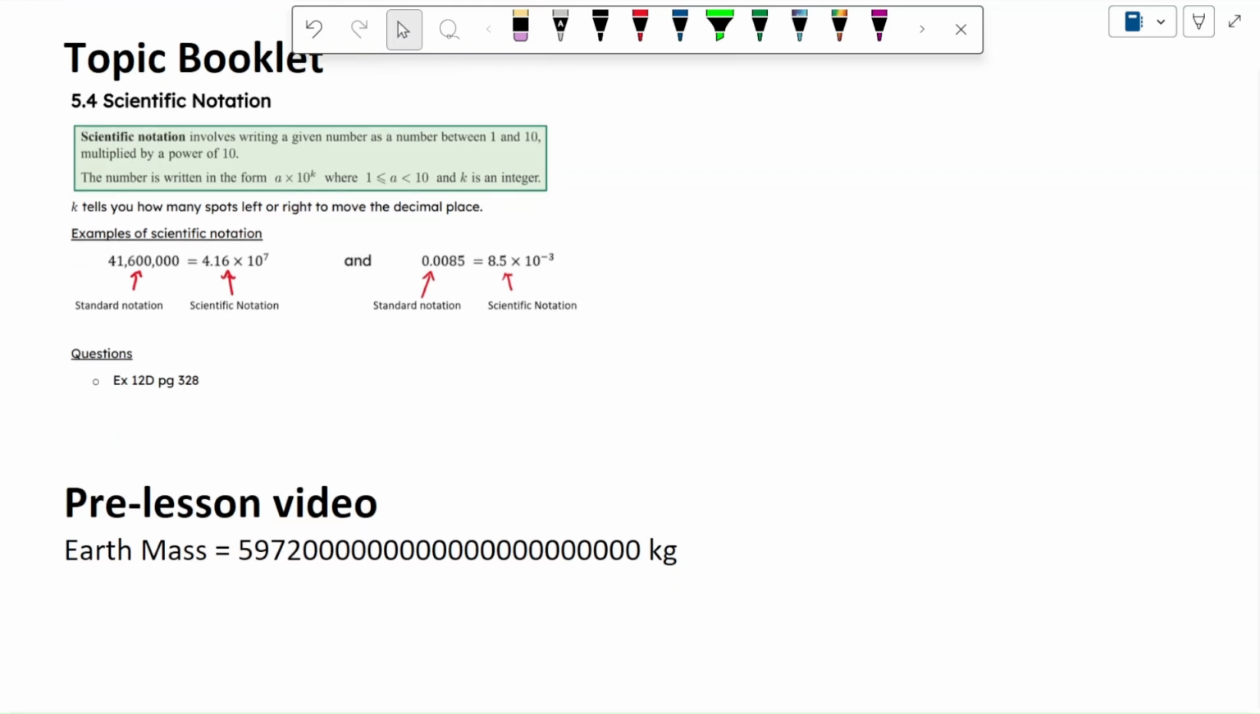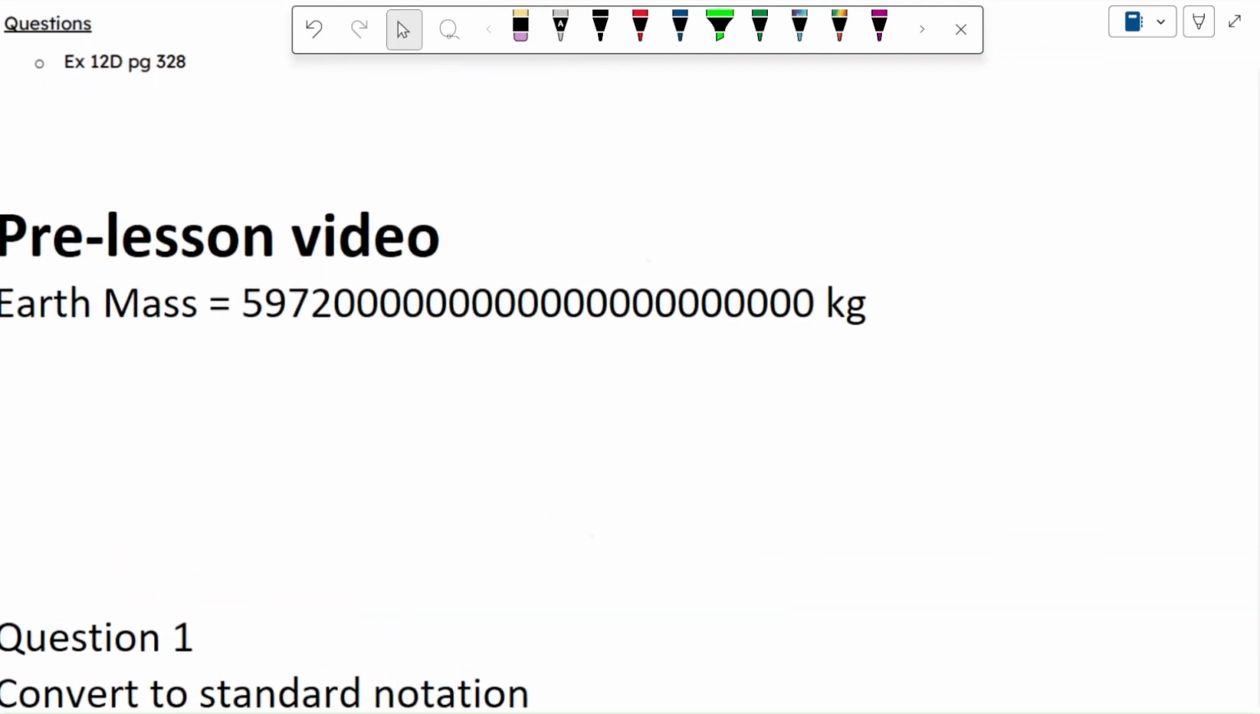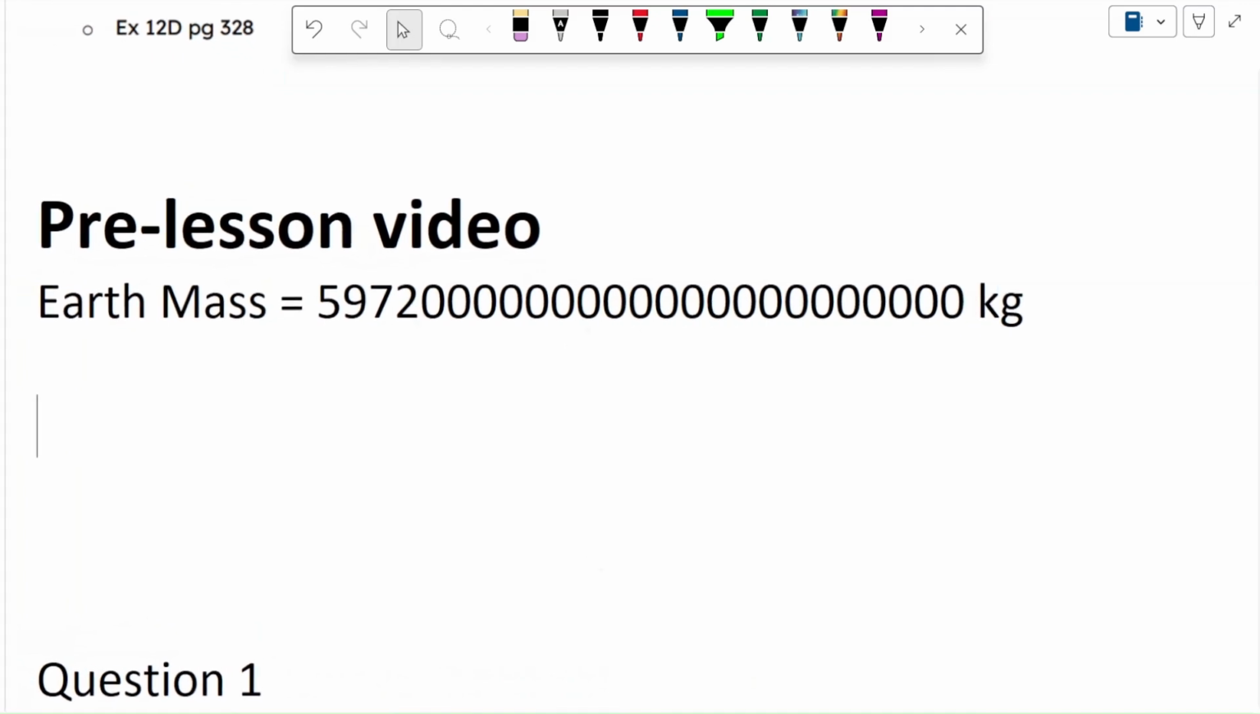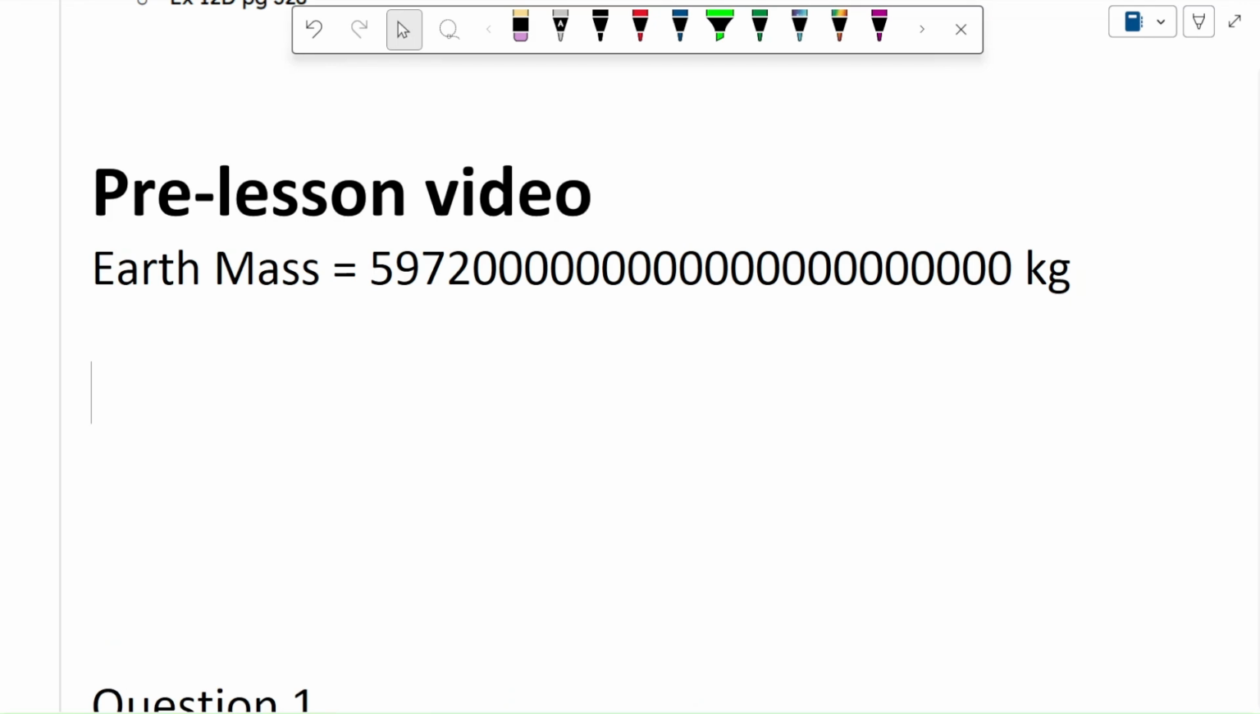We're learning about scientific notation in this video. So the reason this sort of comes up is for dealing with really big numbers or really small numbers in science. So that is the mass of the Earth in kilograms, approximately. These wouldn't all be zeros, but they'd be some numbers. Anyway, it's about that big. And we don't want to write out this number every time.